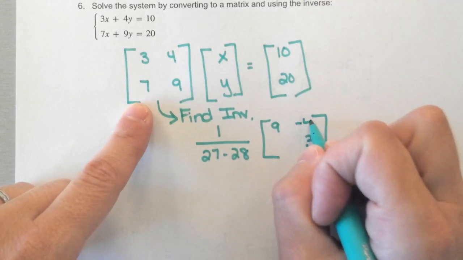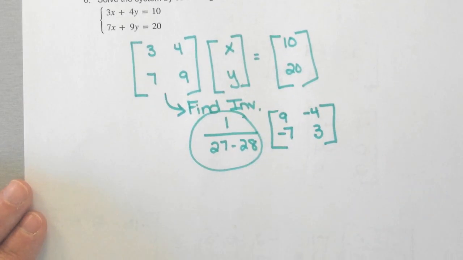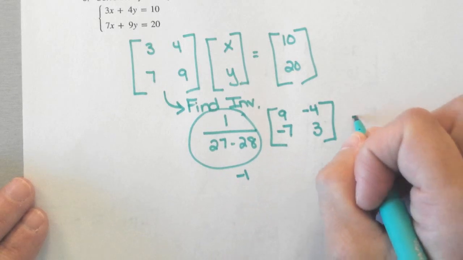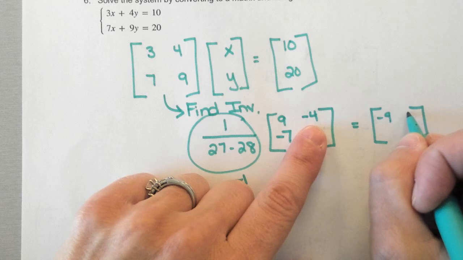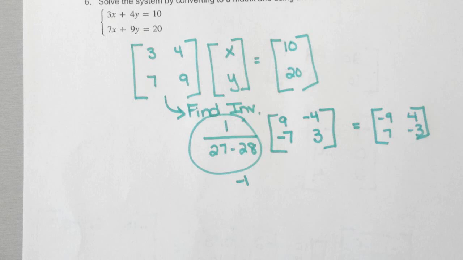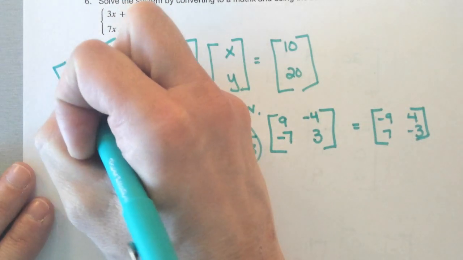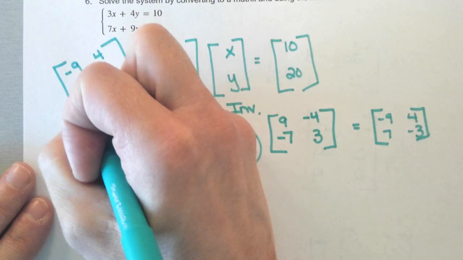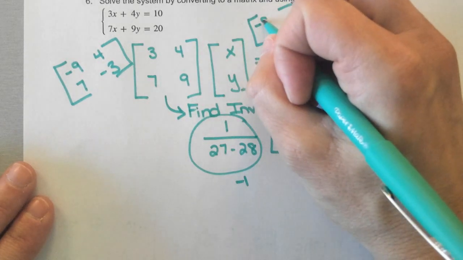These on this diagonal flip signs. What is this fraction out front going to end up being? Negative 1. So when I go ahead and multiply that in, negative 9, 4, 7, negative 3. And then what do I need to do with that inverse matrix? Multiply by negative 1. Yeah, each side, right? It's just like any other equation. We have a balance here, and if we don't keep that balance, that's a problem. So we need to multiply it to both sides.